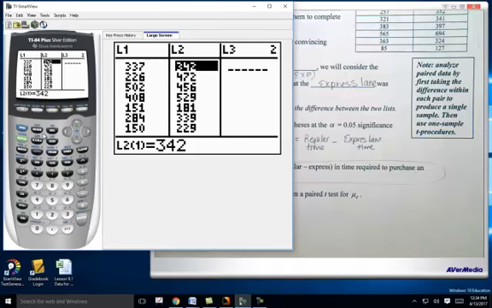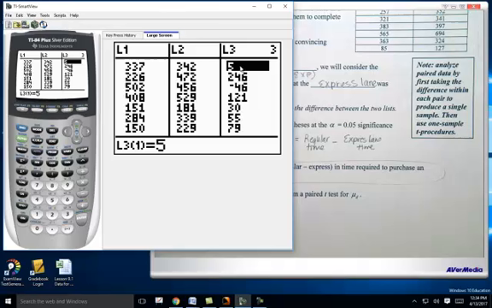Okay. And then what I'm going to do is make list 3 do the calculation for me. So when I'm in list 3, I'm going to tell it to do regular minus express, right? So list 1, or list 2, list 2 minus list 1. That's what happens when you don't have your paper in front of you. Hit enter, and you can see the differences here.